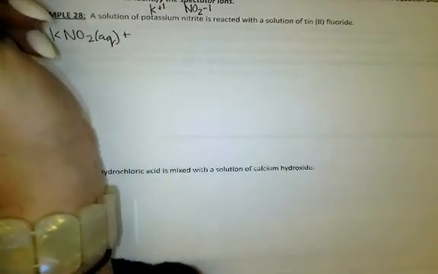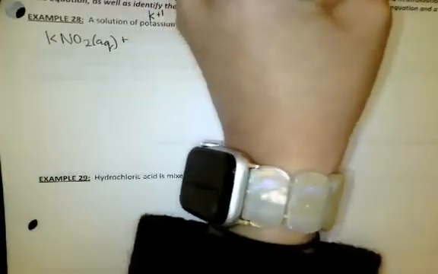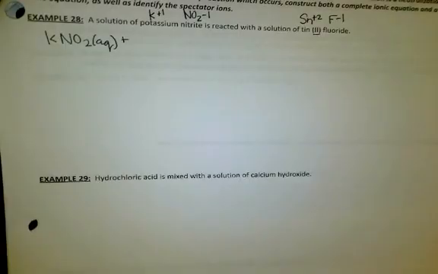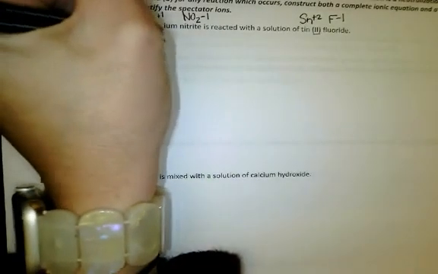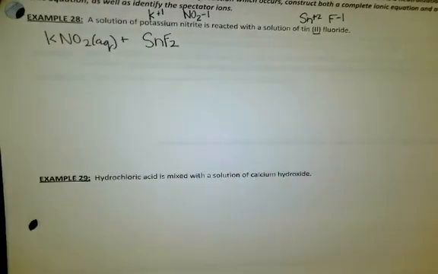Now, it says it's reacted with a solution of tin(II) fluoride. What does this 2 mean? Positive 2. That's the charge of the tin. And then fluoride is just fluorine with a -1 charge. So our formula is going to be SnF2. Okay, 2 fluorines to the 1 tin, right? Do y'all see how important it is to know how to write a formula? It's not going away.